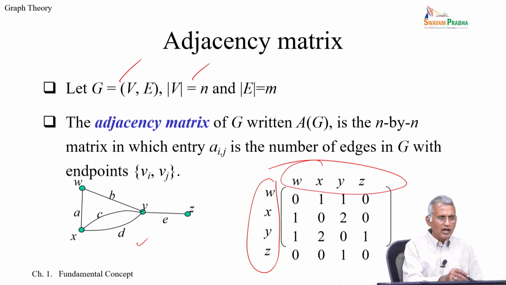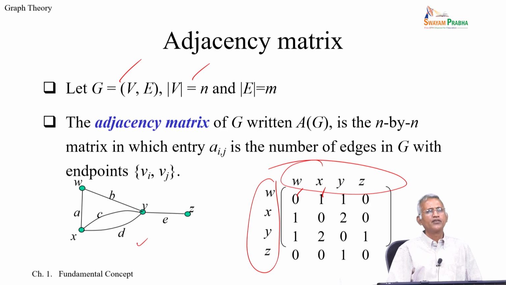Now, W is connected with W, is any loop there? No, therefore put 0. W is connected with X, yes, A, only one edge connected, therefore 1. W is connected with Y, yes, 1. W is connected with Z, no, therefore 0. All of you follow me?